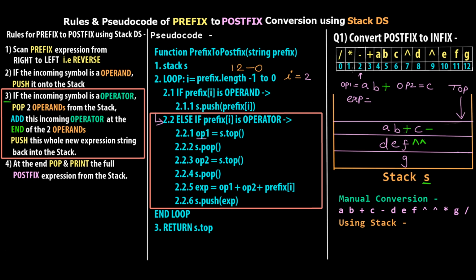Okay. So now obviously 2.2 is done. We will come at index position 1. That is this index position. Again it is an operator, it is a star operator, so 2.2 will be executed. So inside this 2.2.1 we'll say OP1 equals to top of the stack. What is top of the stack? This AB plus C minus. Let me write it in a compressed way.